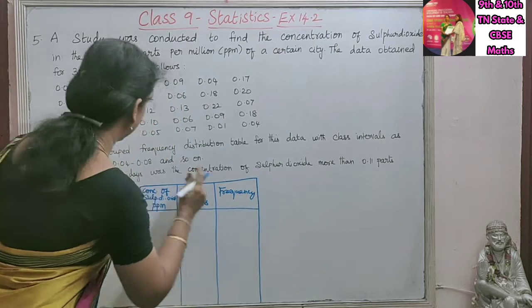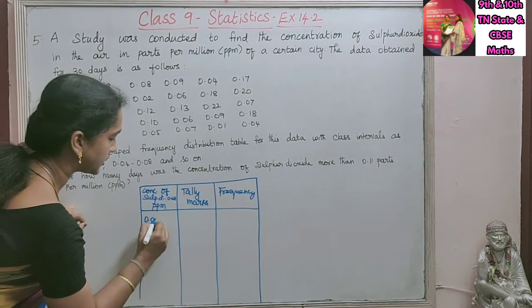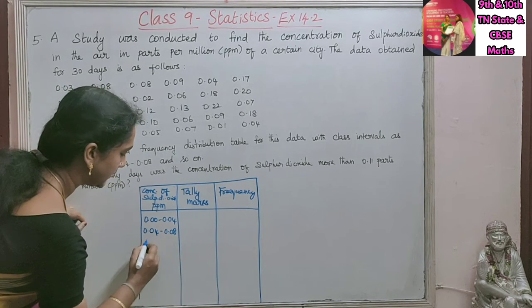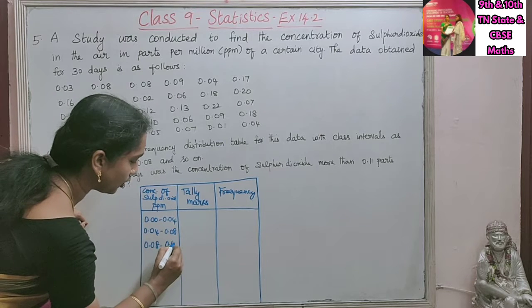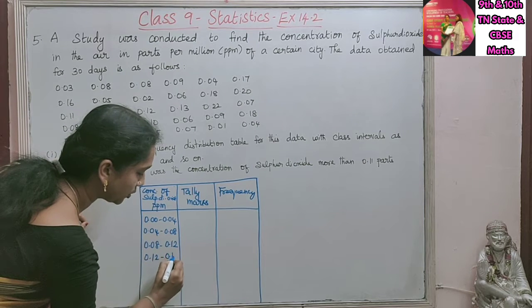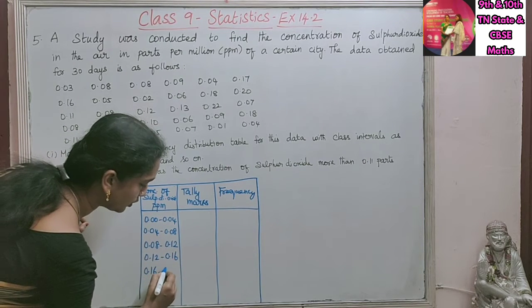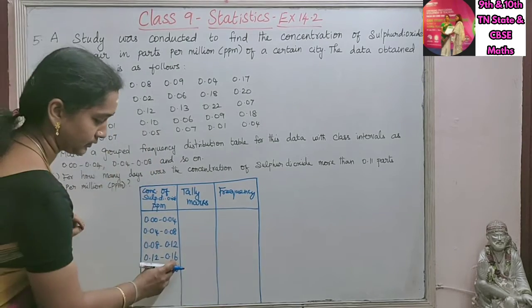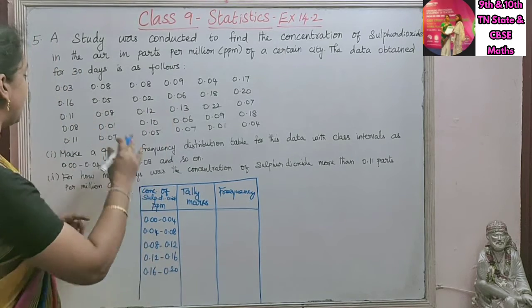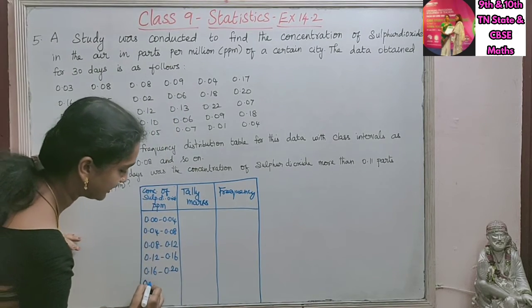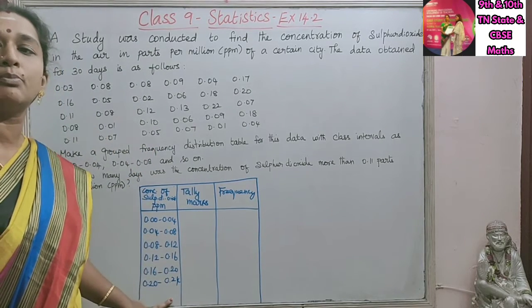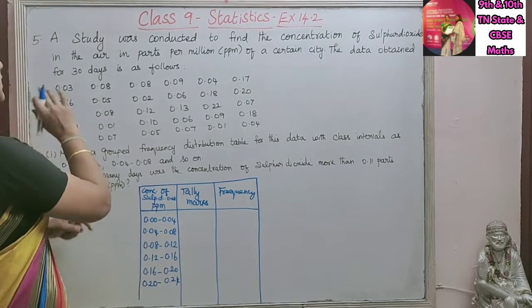We are asked to split it as 0.00 to 0.04, 0.04 to 0.08, 0.08 to 0.12, 0.12 to 0.16, 0.16 to 0.20. After this, if necessary, we will do more than this also. So we will continue if it is necessary. Then 0.20 to 0.24.